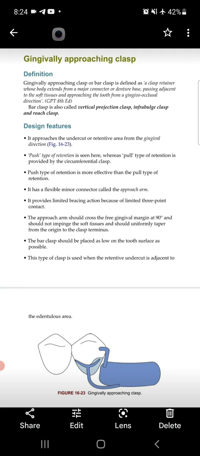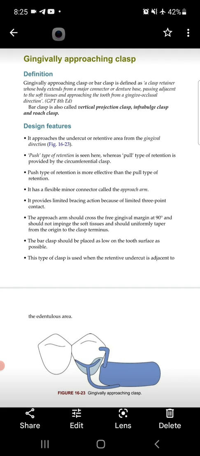Today is the ninth video of the repeat revision course of removable partial denture prosthodontics, which is very important for the NLE exam, MDS, as well as for final year students. Now in today's video we will discuss the gingivally approaching clasp. First we start with the definition of the gingivally approaching clasp, then its design features, then its types and their details.